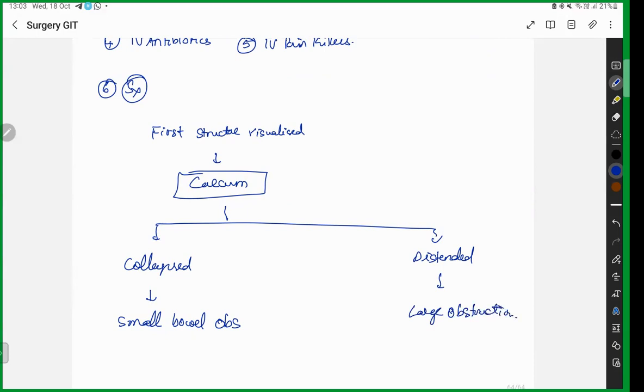Okay, so obstruction area கண்டுபிடிச்சிட்டீங்க. So now once you found out the obstruction area, obstruction area கண்டுபிடிச்சிட்டீங்கன்னா அதை நீங்க ட்ரீட் பண்ணிடுவீங்க. That's all. This is the initial management.